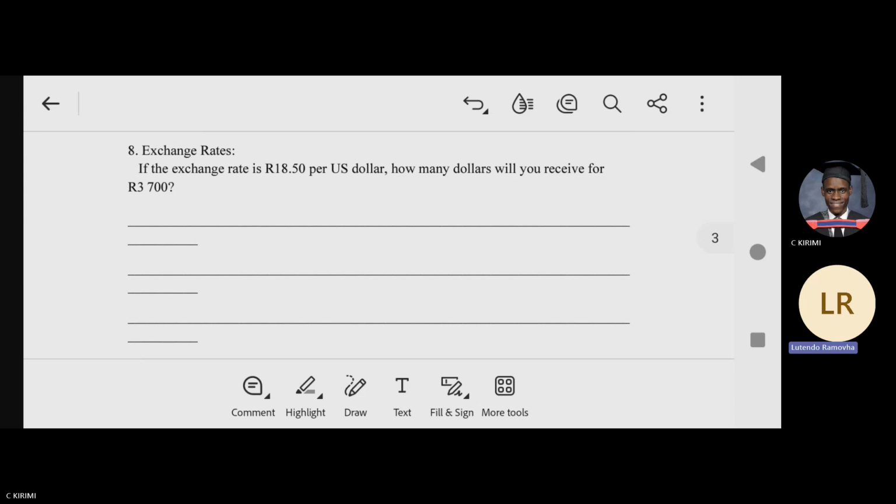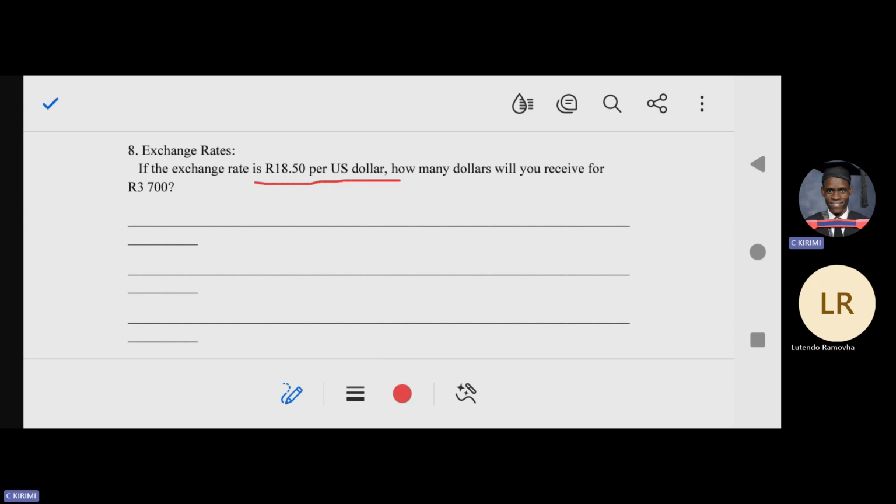So can you please help me with this one? All right. If the exchange rate is 18 rand 50 cents per US dollar, in other words, if I give you $1, you are going to give me 18 rand 50 cents. So that is what we call the exchange rate. If someone who's coming from the United States gives you $1, you in return give that person 18 rand 50.